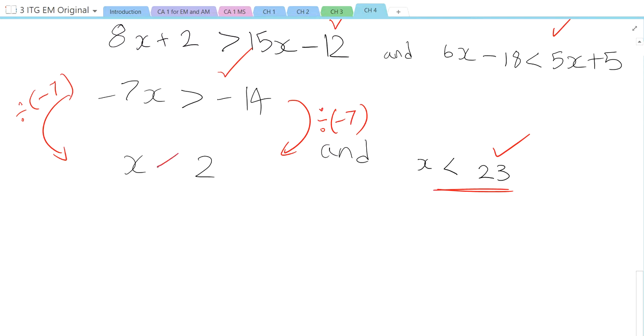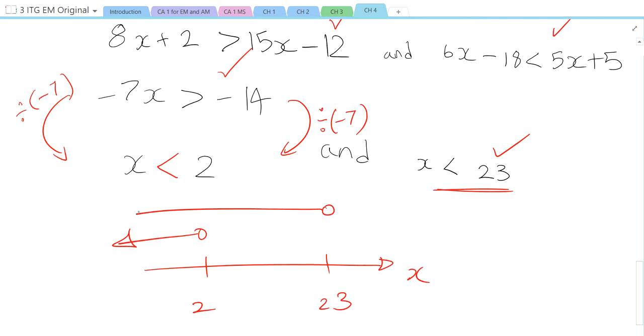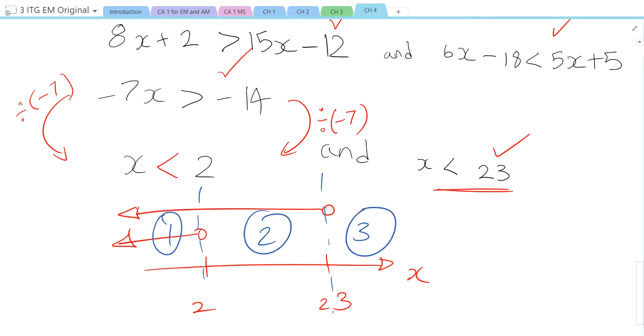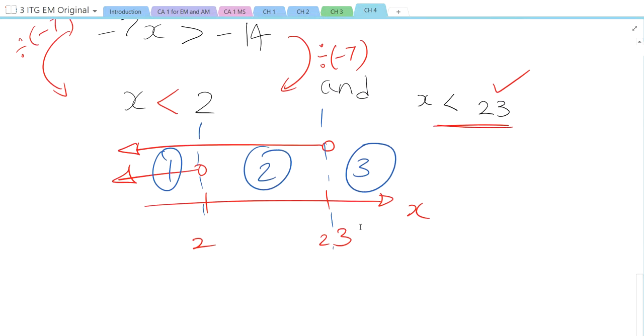Okay, so this should have been less than. So drawing our number line, we have x, we have 2 and 23. X is less than 2, x is less than 23. So again, you see that it is divided into 3 regions. Region number 1, region number 2, region number 3. Which region satisfies both inequalities? 1, right? Do I include the value 2? Yes or no? Are you sure, yes? Okay. So this is x, this is 2, and this is my answer for the number line. So my final answer will be x less than 2.